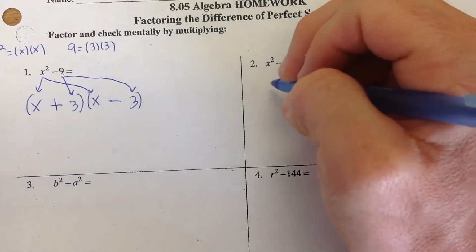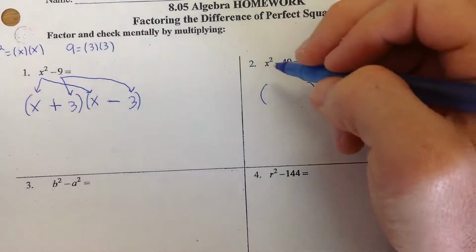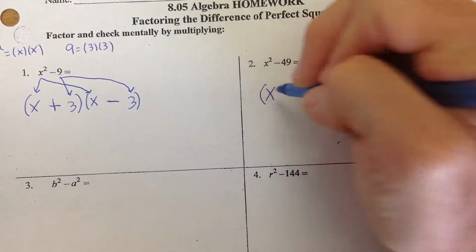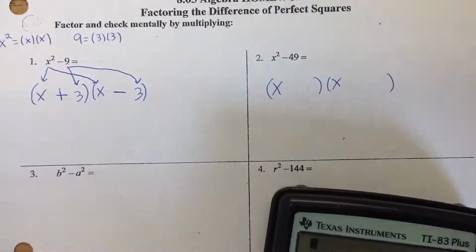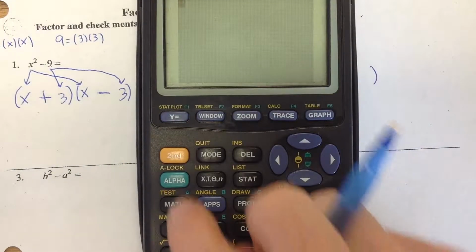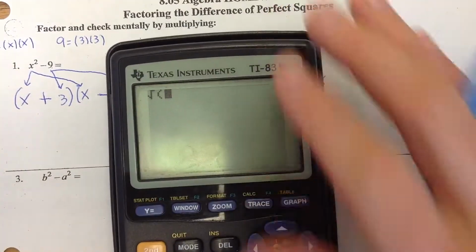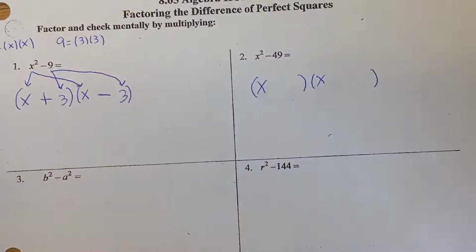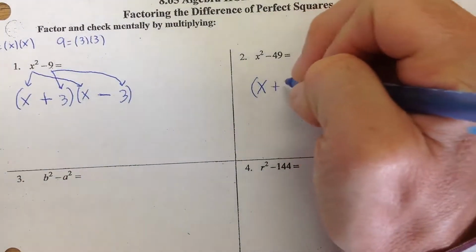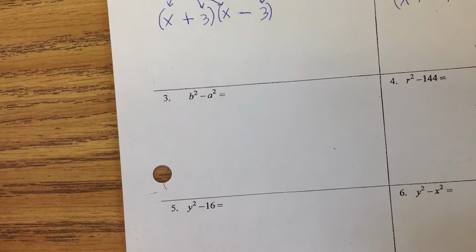So on this one, again, we'd set up our double parentheses. X squared is just going to give us an x and an x. Now, if you're not sure what the perfect square of 49 is, you can always just use your calculator, and you would just do second x squared to bring up the radical sign. That's our square root. You'd put in 49 and say, oh, the square root of 49 is 7, so this is x plus 7 and x minus 7.